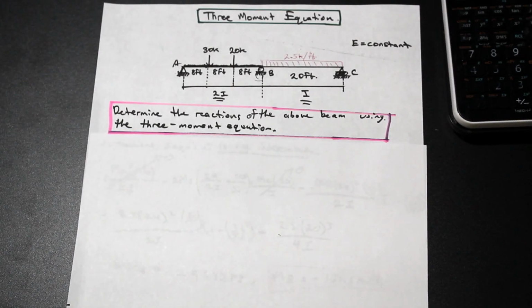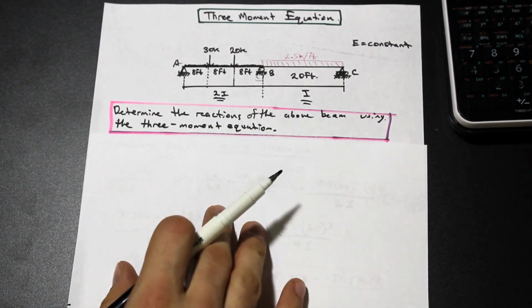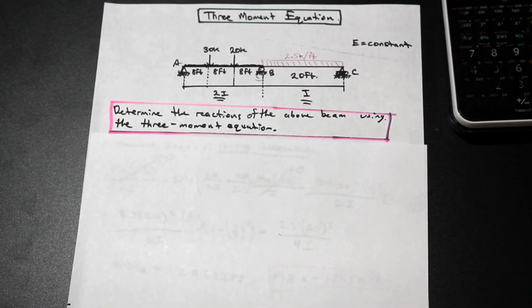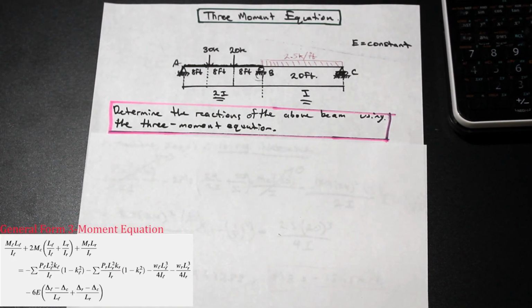To determine the reactions of the above beam using the three-moment equation. So right down here, I've given you the three-moment equation. This is the general form of the three-moment equation. There are other forms that have been derived, for example, if the moment of inertia of the beam is constant, there's a slightly more simplified version that you can use. But I like using this formula because it works for every situation when you're using the three-moment equation method, and I find it to be safer.